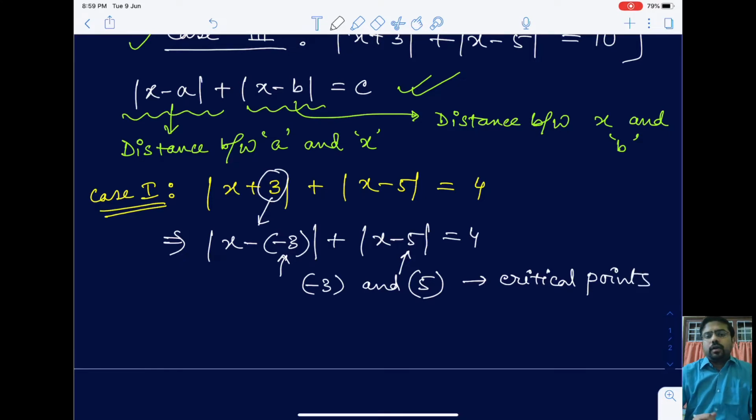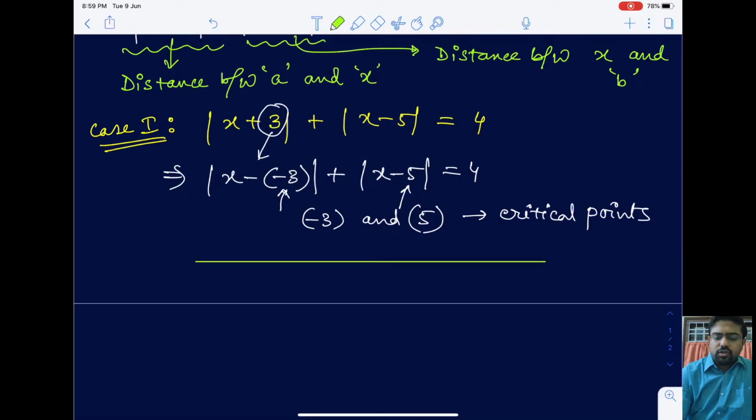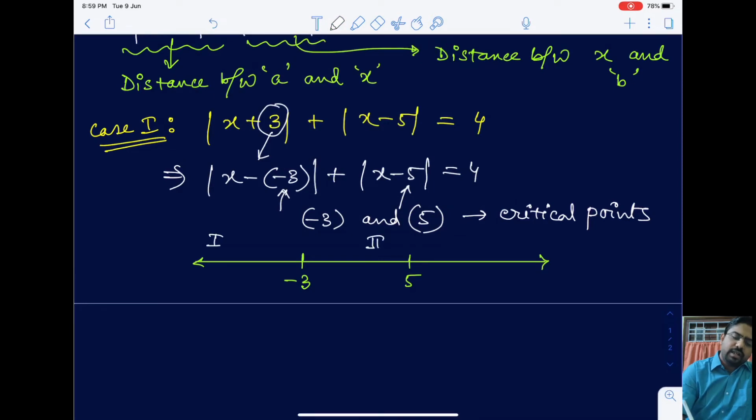Our next step is to locate these critical points on the real number line. If we draw the number line and locate minus 3 and 5, you can see that a total of 3 regions have been formed by these two critical points. We name these region 1, region 2 and region 3, the three possible regions in which x may lie.